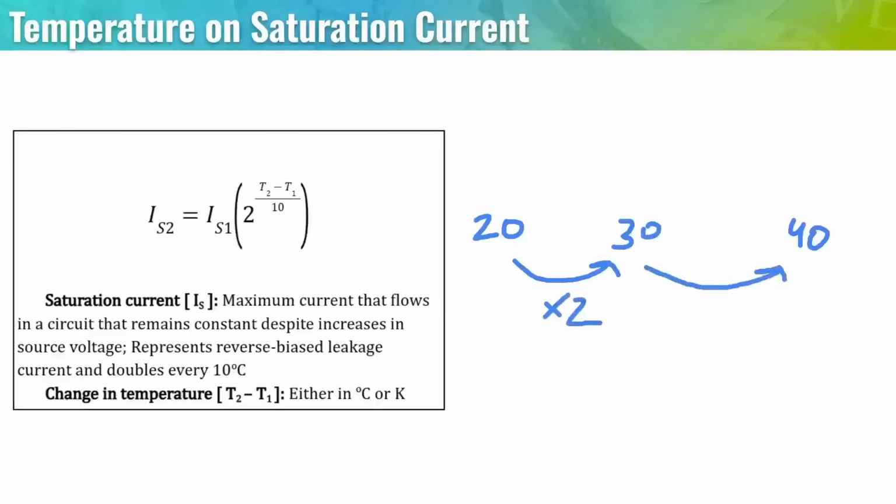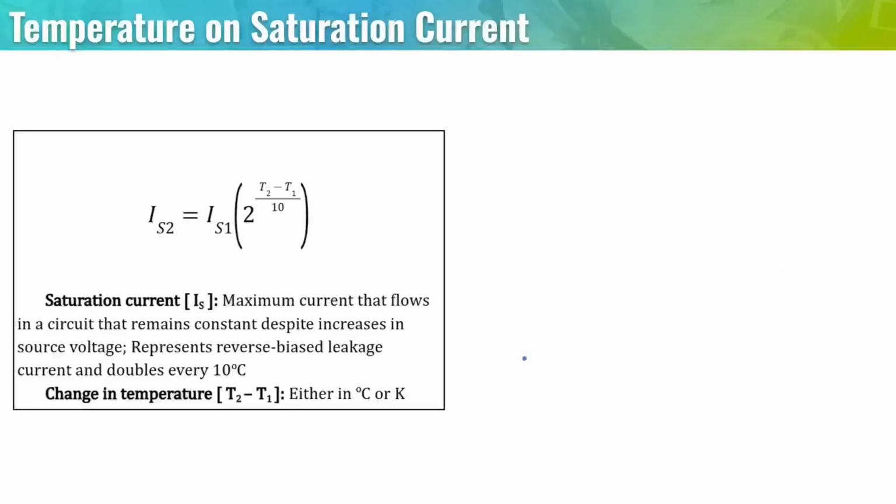So, what is the saturation current? It is the maximum current that flows in a circuit that remains constant despite increases in source voltage. So, this represents the reverse bias leakage current and doubles every 10 degrees Celsius. So, again, if you're asked to explain what this is, reverse bias leakage refers to this part of the VI characteristic curve.